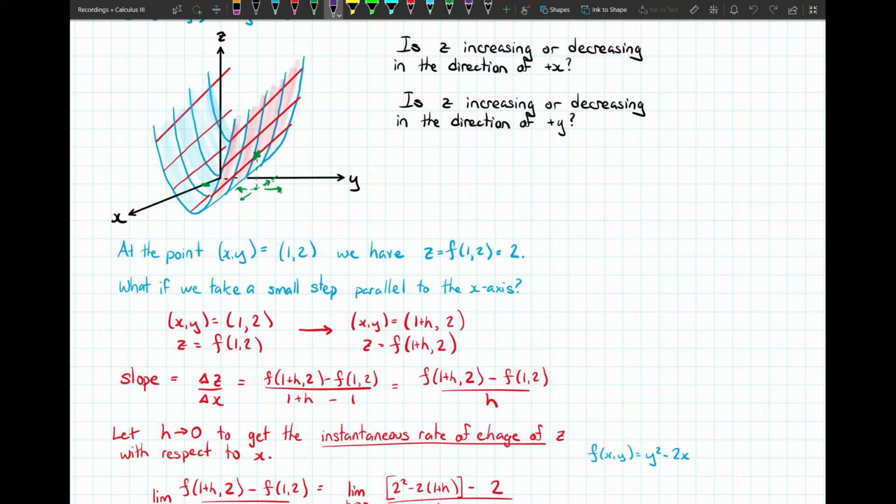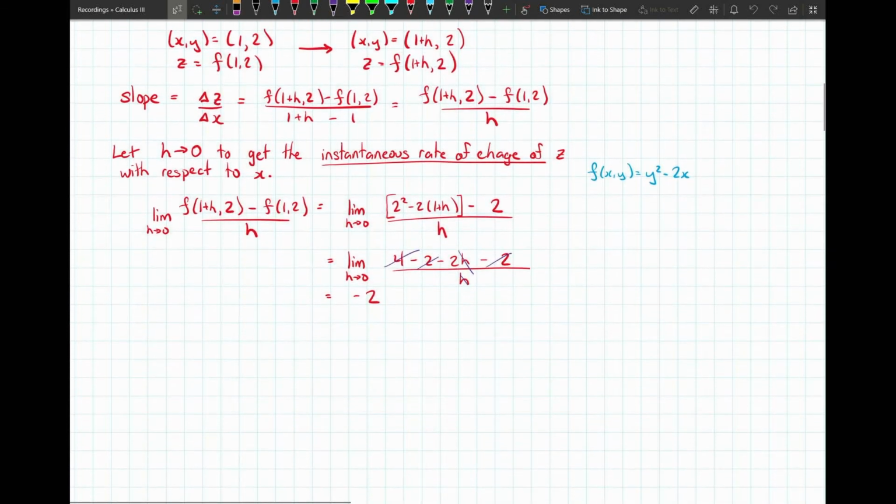Now remember, in the positive y direction, we can see these blue cross sections. It looks like we should probably be increasing. And that rate of change in the direction of y is not always going to be constant because we have parabolic cross sections. Let's try taking a small step parallel to the y-axis now and look at what we get for the rate of change of z with respect to y.